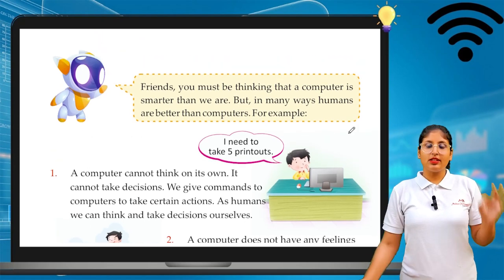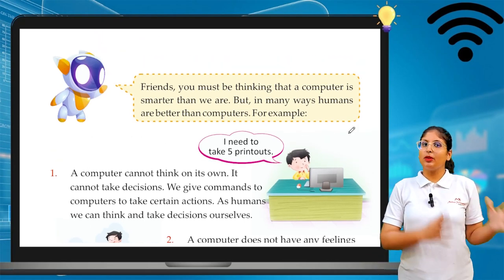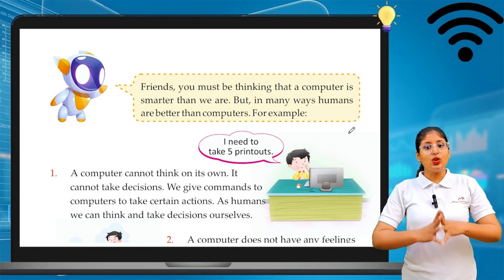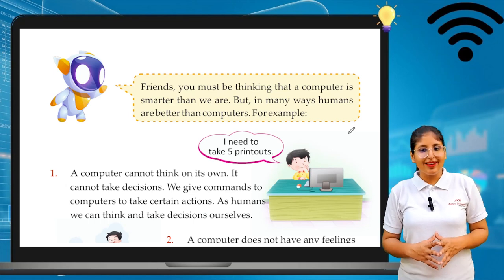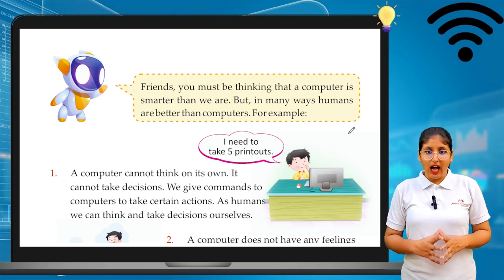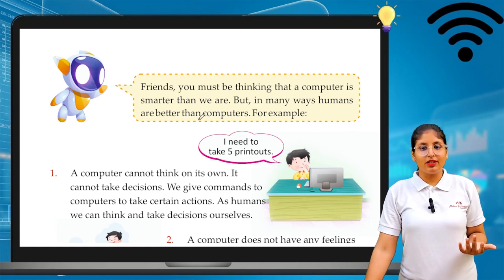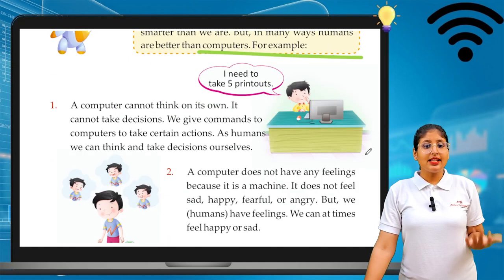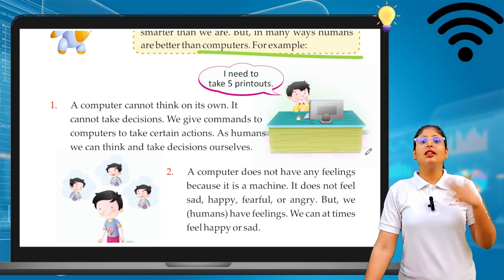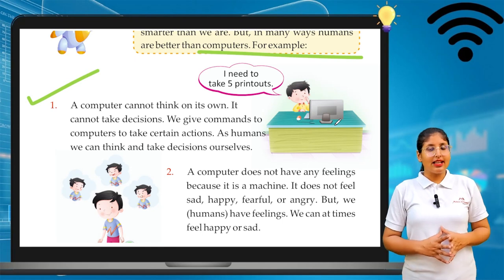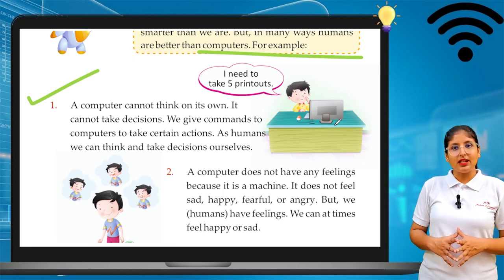So we will discuss the differences between human beings and computers. Friends, you must be thinking that a computer is smarter than we are, but in many ways human beings are better than computers. So there are lots of ways in which human beings are better than computers. Let's have a look at how.